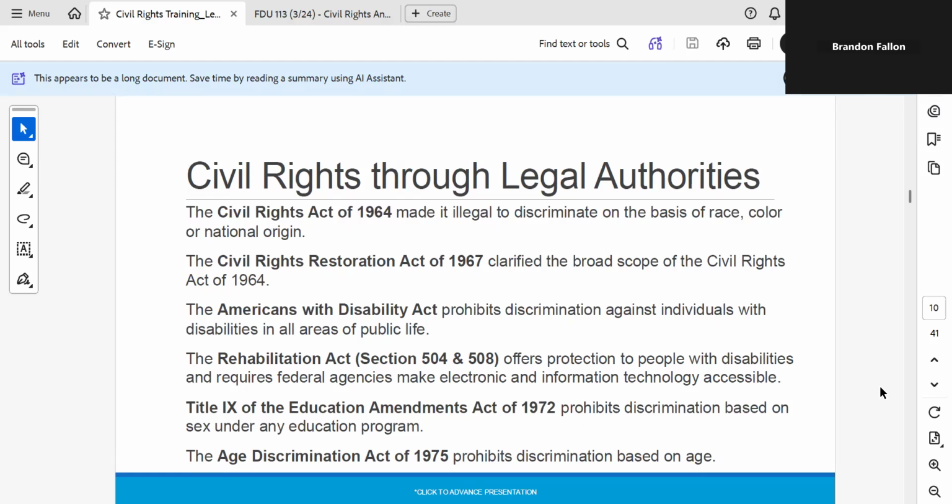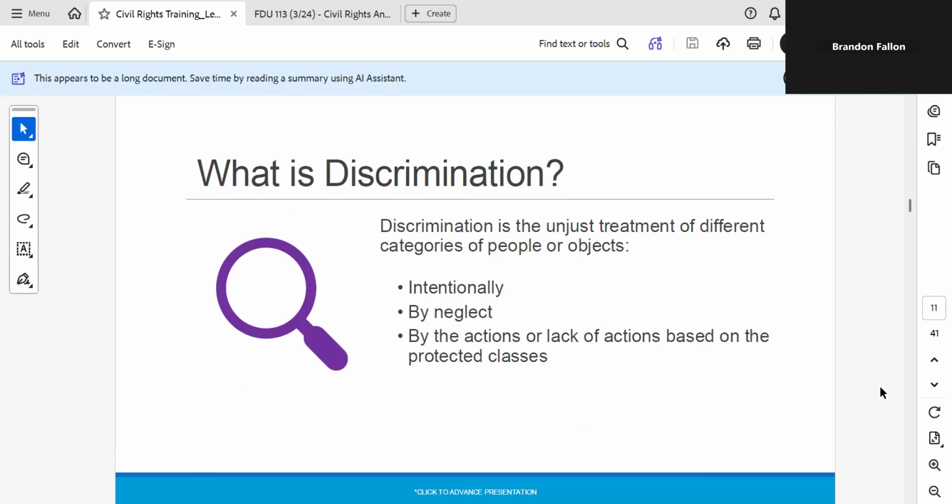and information technology accessible. Title IX of the Education Amendments Act of 1972 prohibits discrimination based on sex under any education program. The Age Discrimination Act of 1975 prohibits discrimination based on age. What is discrimination? Discrimination is the unjust treatment of different categories of people or objects, intentionally, by neglect, by the actions or lack of actions based on the protected classes.